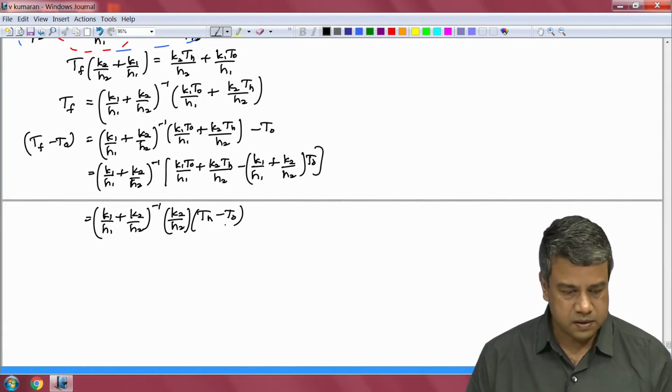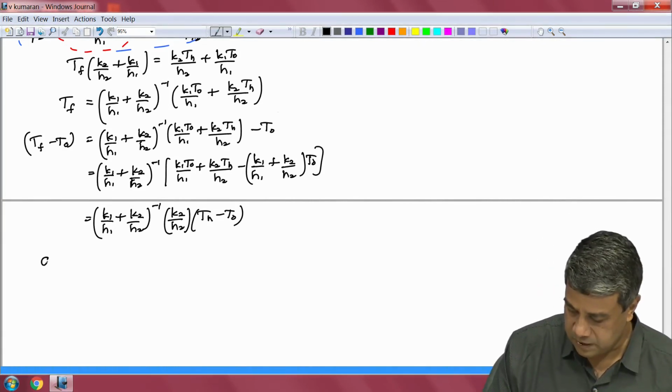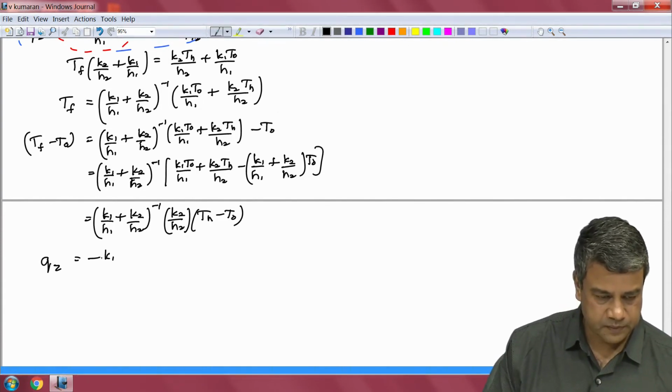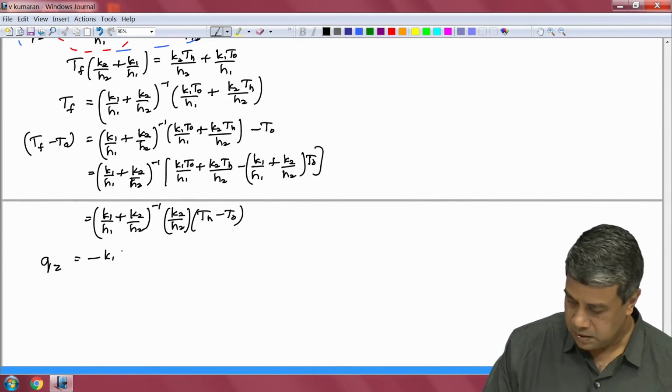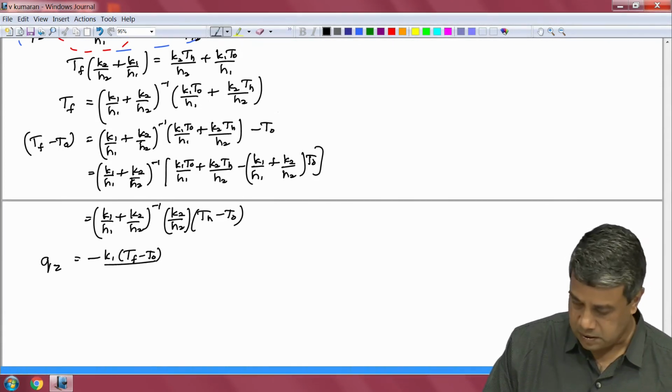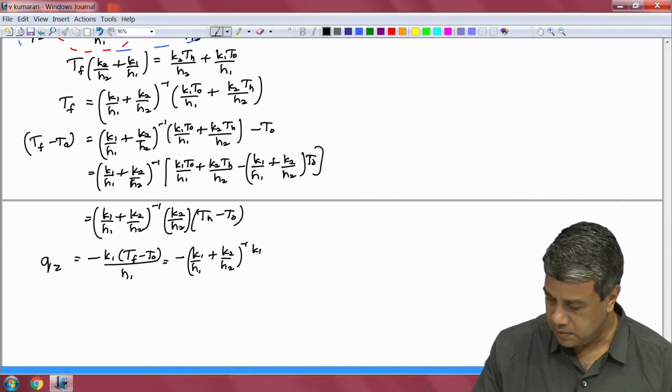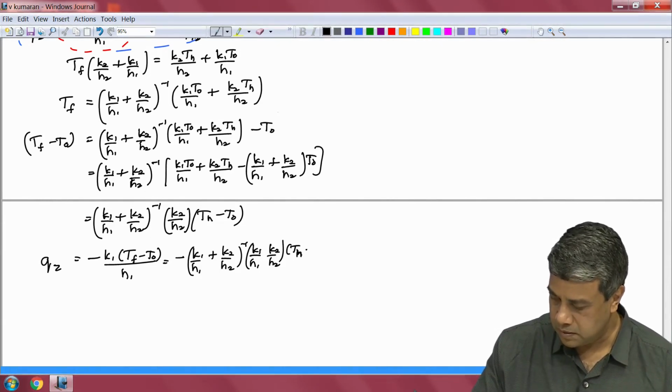So, this is Tf minus T0 and the flux was equal to minus K1 into Tf minus T0 by H1, which gives the flux as minus K1 by H1 into K1 by H1 plus K2 by H2 whole inverse into K2 by H2 into Th minus T0.